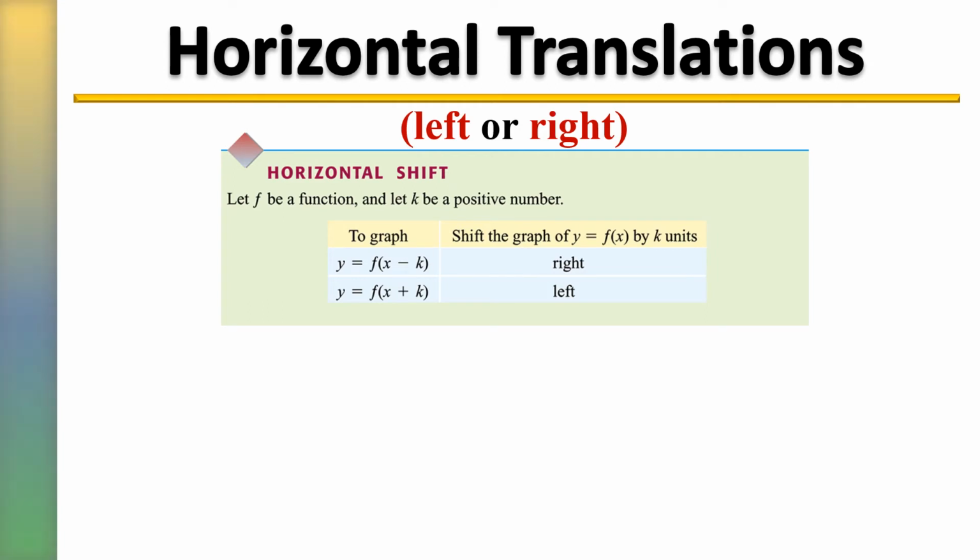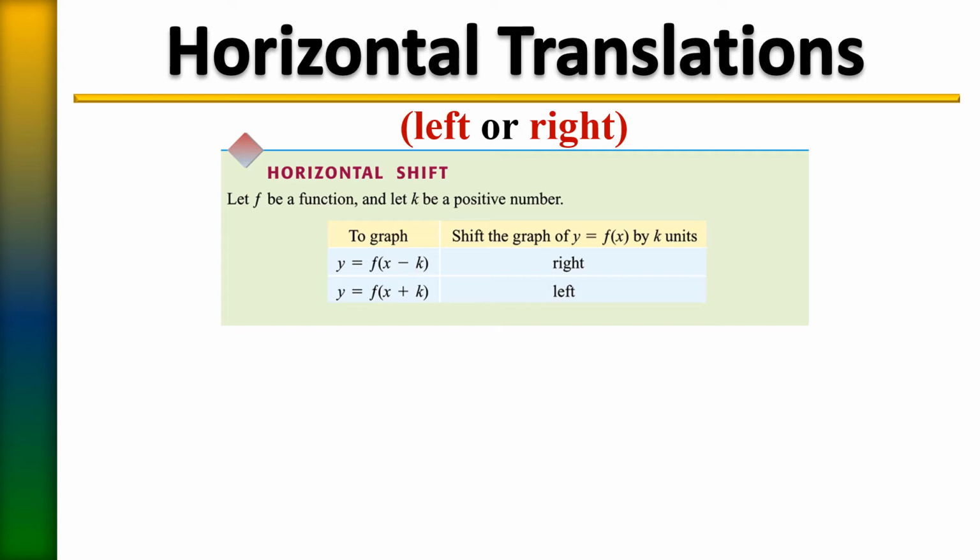And now let's move on to horizontal translations. A horizontal translation is a shift or slide to the left or to the right. You'll know a horizontal translation because the number that tells you how many units you're going to move to the left or to the right is within the function itself.